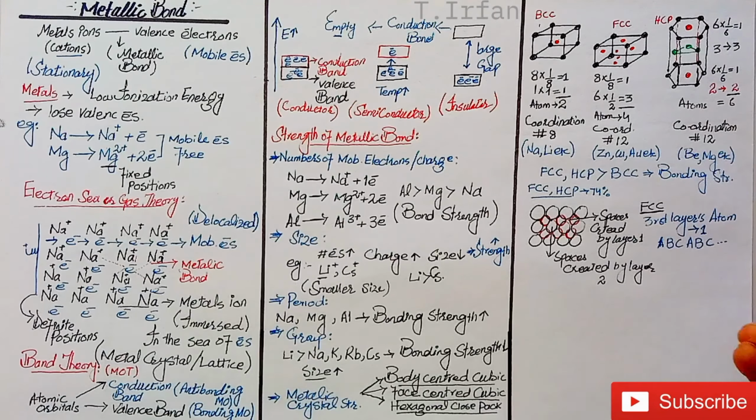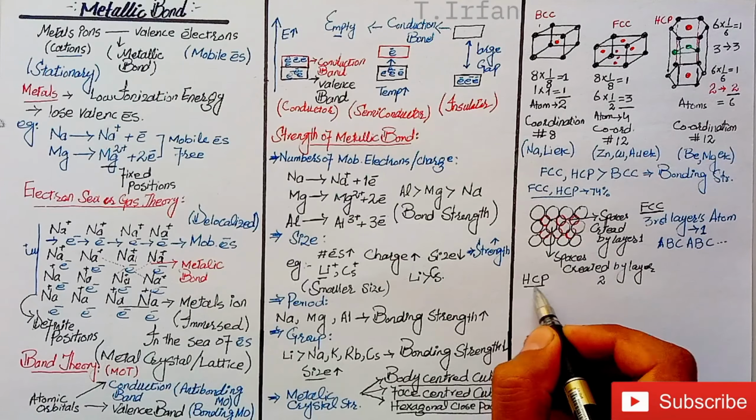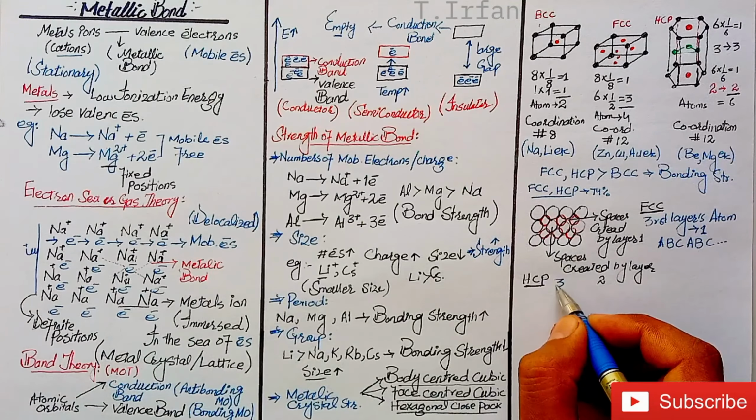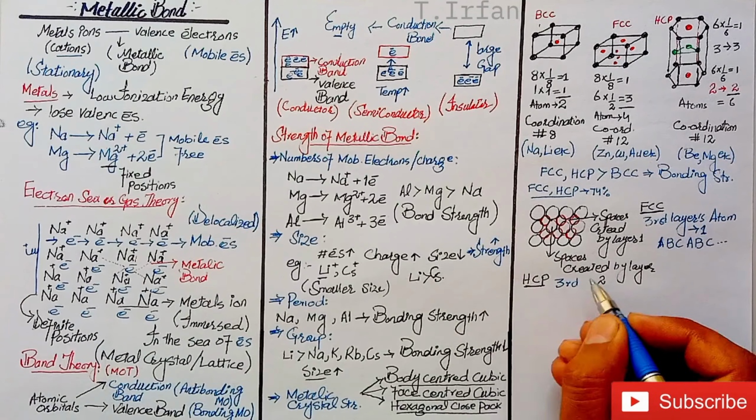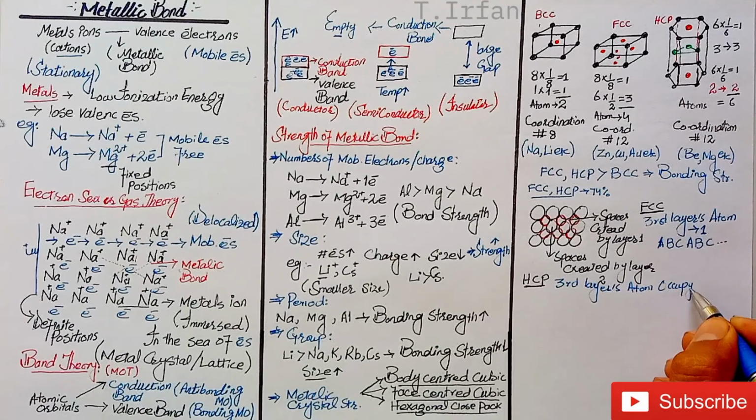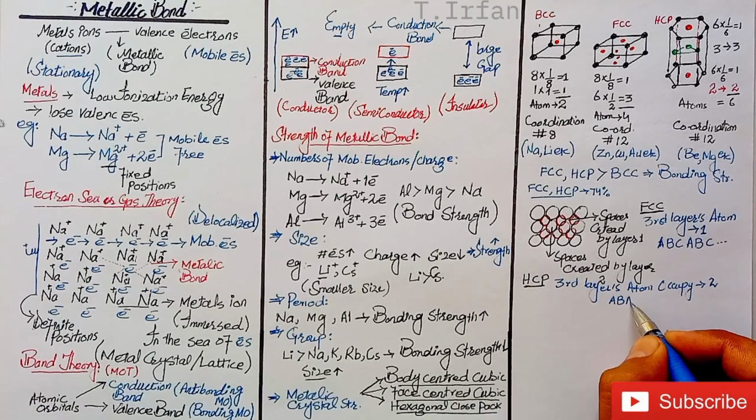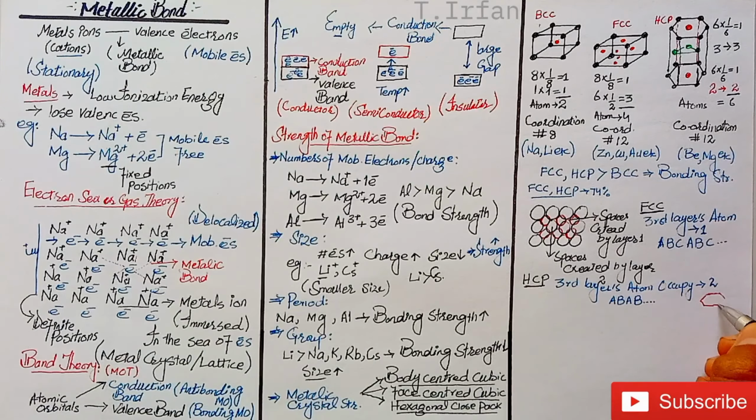And in hexagonal close packing, the atoms of the third layer occupy the spaces which are created by layer 2. Here the atoms of the third layer are at the exact position as the atoms of the first layer. So this type of packing forms 2 types of layer which we represent as A, B, which repeat again and again, which we can also represent in this way. So there are 2 types of layer.